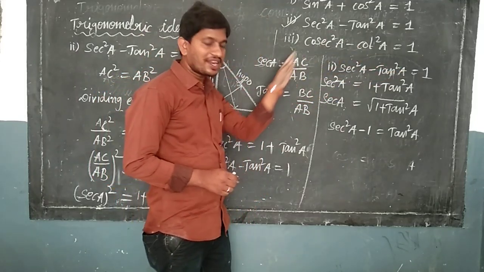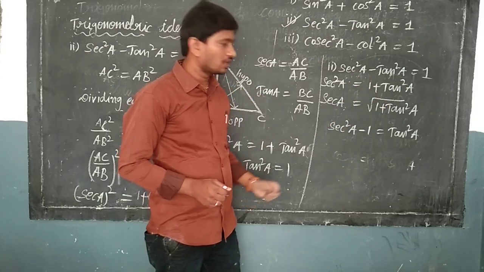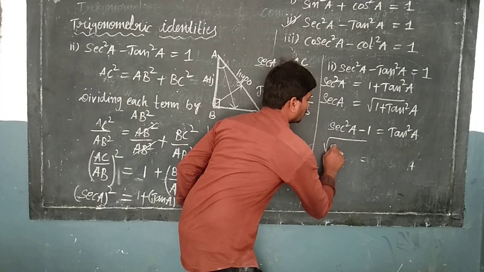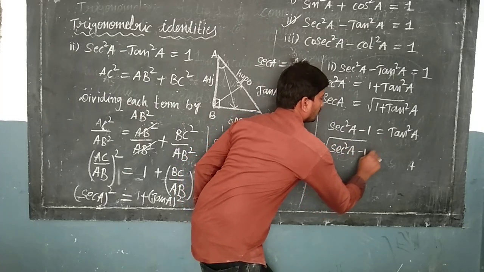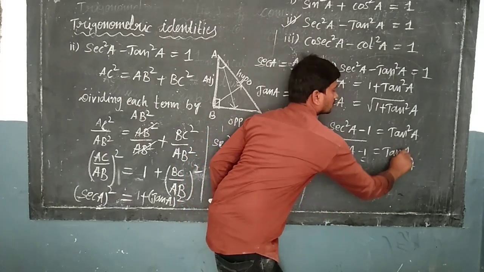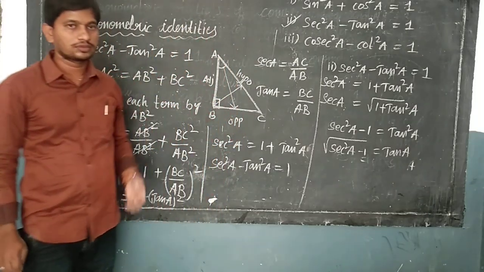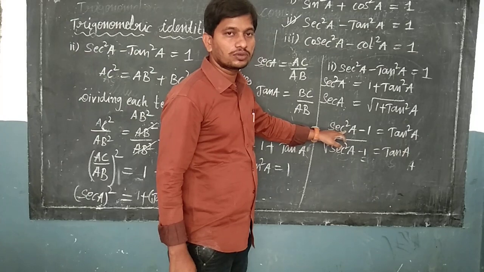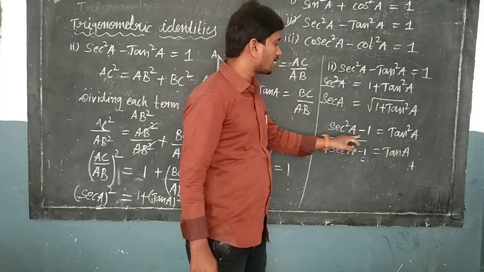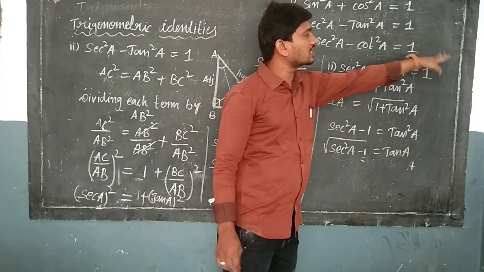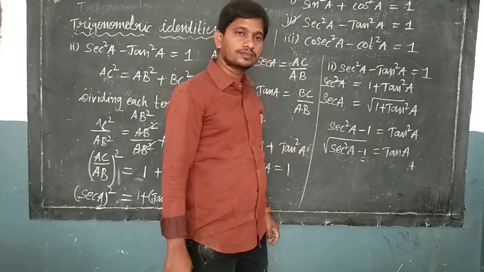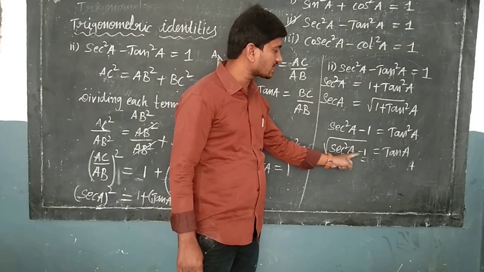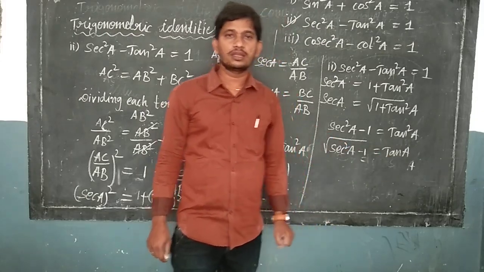Sec square A minus 1 equal to tan square A. This is tan square A transpose. It will become root over sec square A minus 1, which is equal to tan A. Students, don't confuse. Sec square A as it is I wrote down. This plus 1 comes to this side means minus 1. This minus tan square A goes to that side means plus tan square A. Here this square transpose, it will become root over sec square A minus 1 equal to tan A.